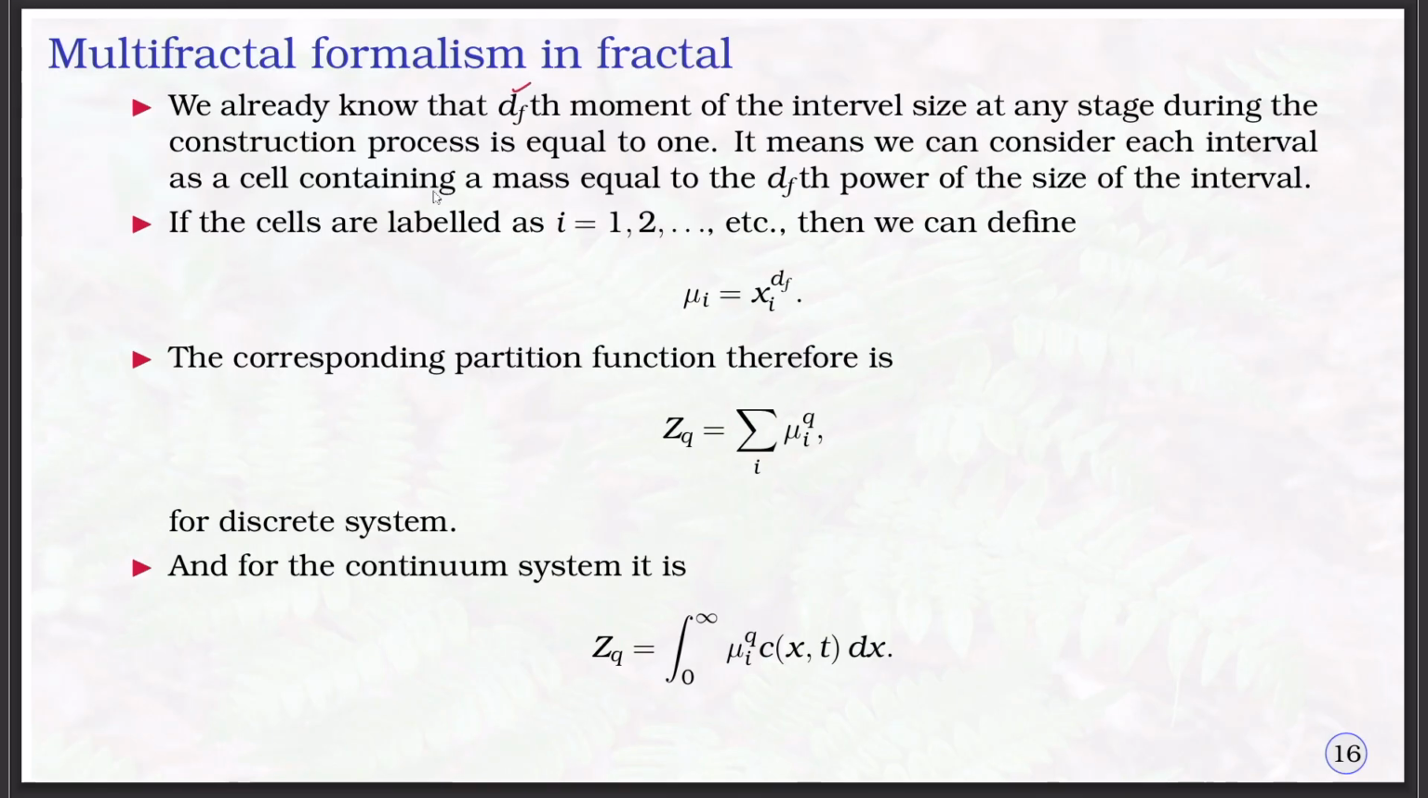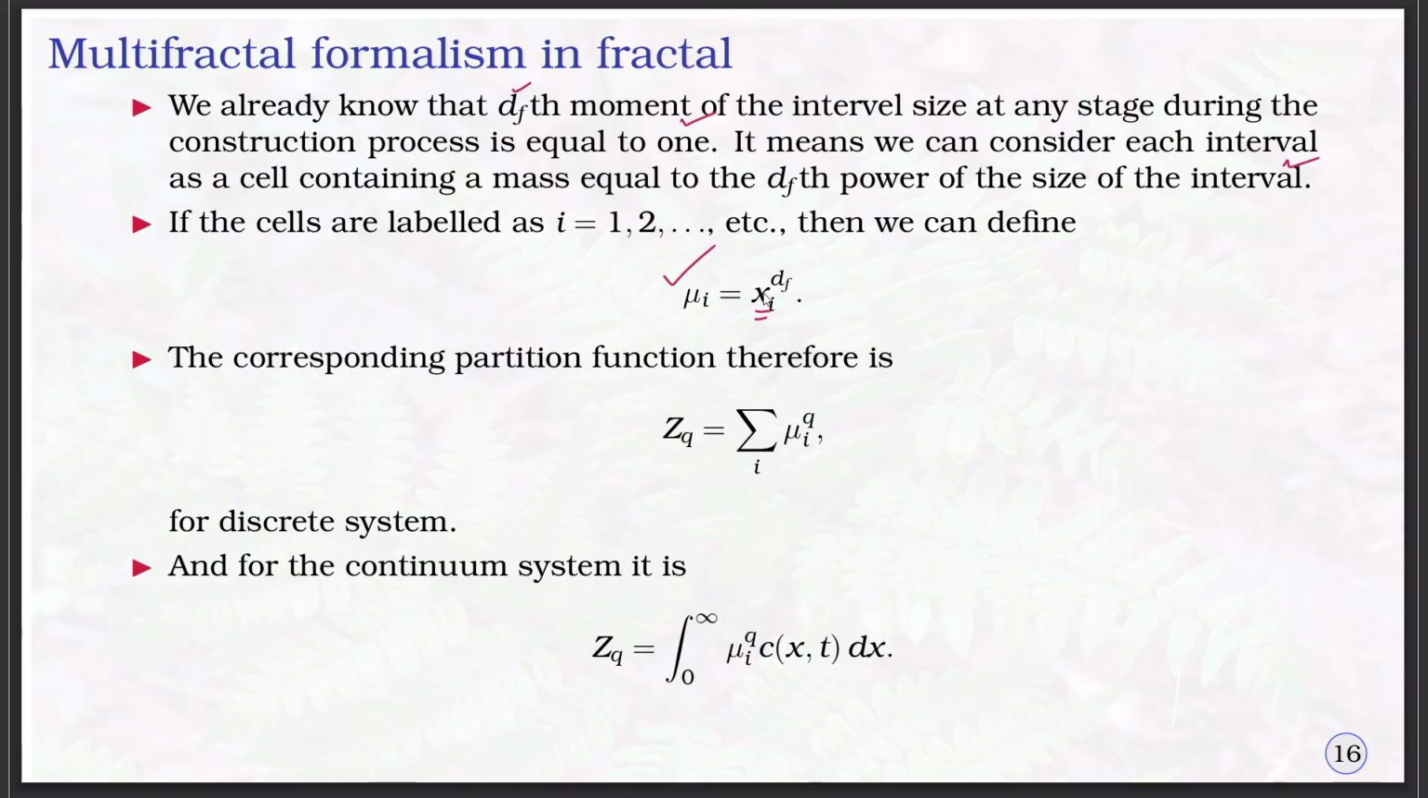So, in the dyadic Cantor set, the df moment of the interval size at any stage during the construction process is equal to 1. It means we can consider each interval as a cell containing a mass equal to the size of the interval to the power df. Now, in the triadic, the formalism is: if the cells are labeled i equal to 1, 2, 3, etc. in each iteration, then we can find the measure mu i as xi power df, mu i equal to xi power df. The xi is the size of the interval on each step.